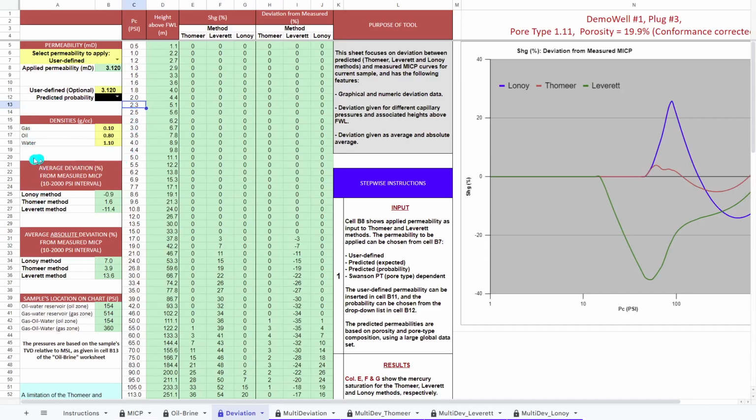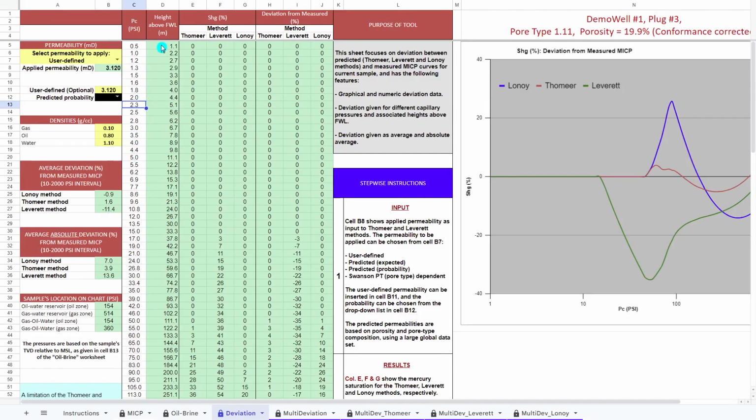In the density input section, the densities of gas, oil and water can be entered. These are optional and only required if the prediction error of the sample is required, based on its height above the free water level. Results are presented in cells with green color and in the chart.